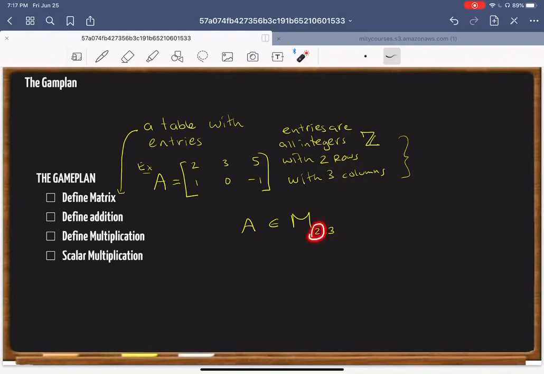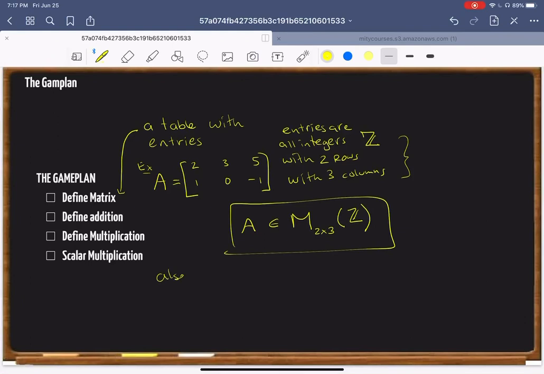That's where you get this 2, 3. The first one is the number of rows. The second one is the number of columns. The M stands for matrices. The ∈ here means element of. So we're saying A is an element of the collection of all matrices that are 2 by 3 and that have integer entries. This A is a member of the family of matrices that are 2 by 3 that have integer entries.